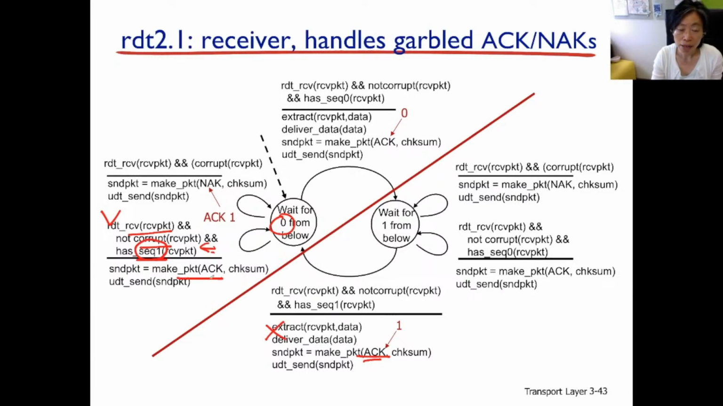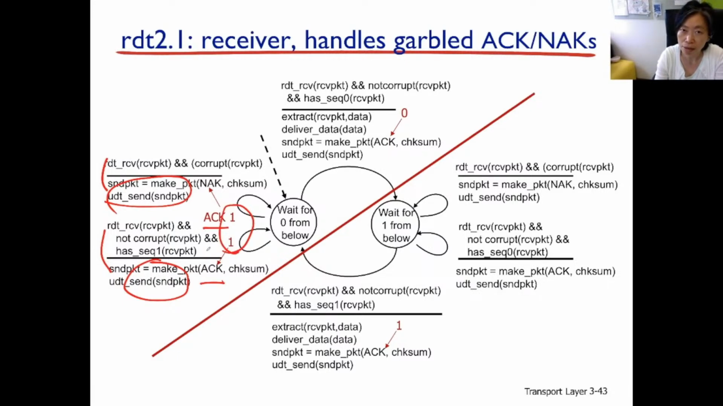And this ACK should be what? Acknowledging the last packet received OK, therefore also carrying sequence number 1. Now, if you look at this transition and this one, the actions they take are identical, right? Both send acknowledgement packets carrying sequence number 1. So perhaps we could just combine the two transitions: receive a packet from below, check if it's corrupted or carrying sequence number 1, send ACK packet 1.